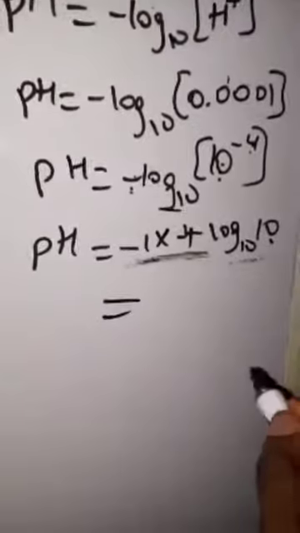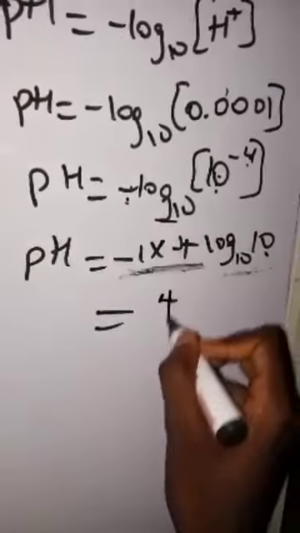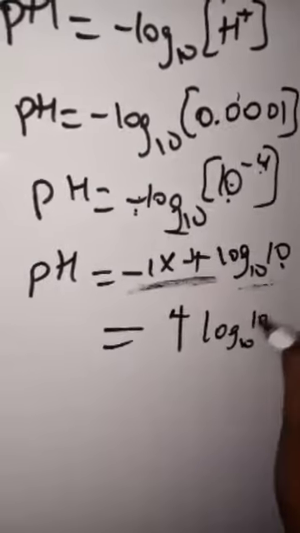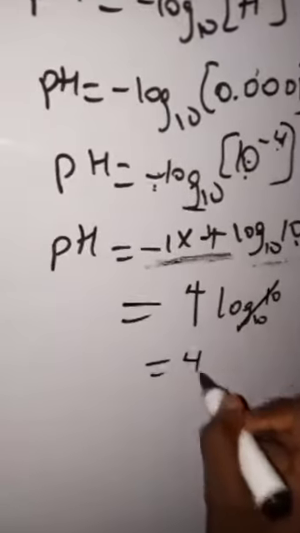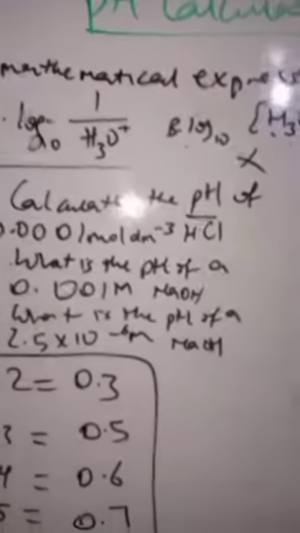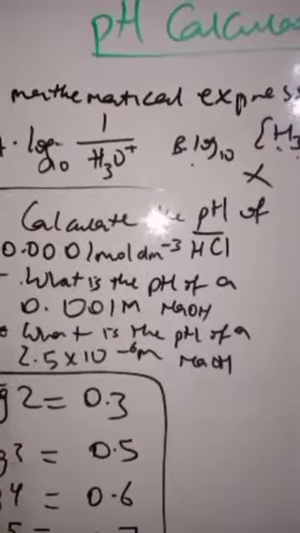Minus 1 times minus 4, that's plus 4. Right? Log base 10 of 10 is what? 1. So your answer is what? 4. So your pH is 4. Yes, it's actually a JAMB question. I intentionally did not write the options so that you can conserve time. Let's move on to the next.